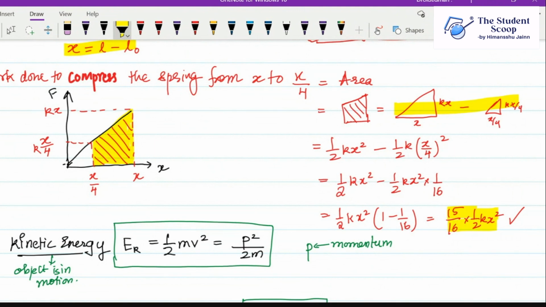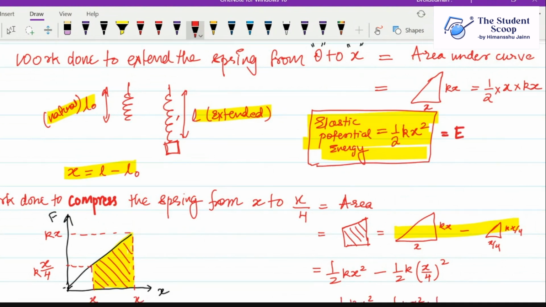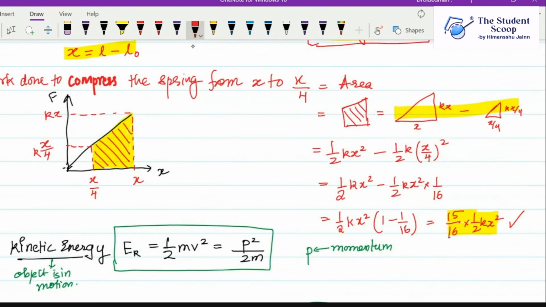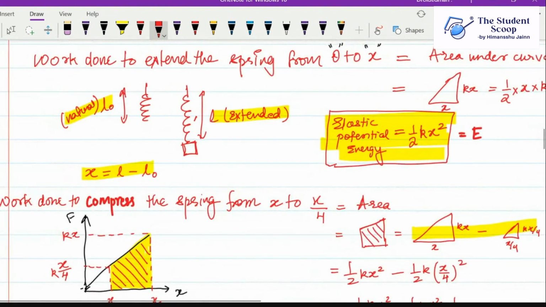So basically 15 by 16 times the original energy when you are extending from x. So if this is any kind of E, then this will be 15 by 16 times E. Okay, so this is elastic potential energy, but most of the time whenever there is an extension related question, I will always suggest, if you have a work done related question, always rely on graphs. Try to draw a graph for the given situation, and then it will be easier to calculate the area under the curve.